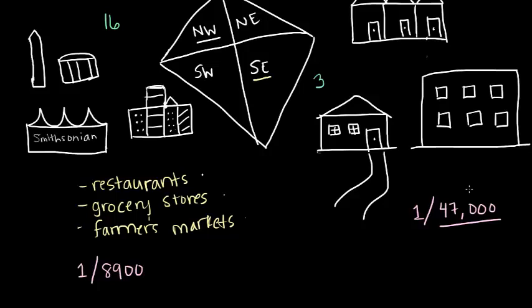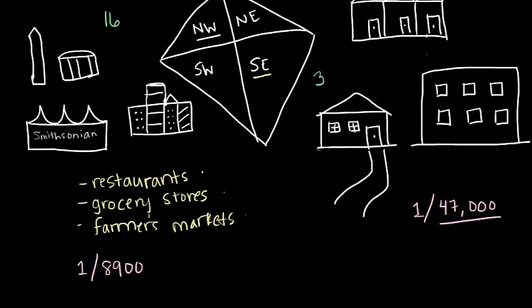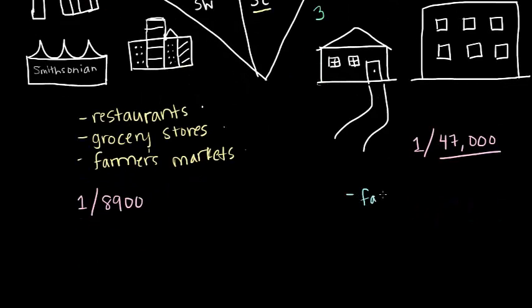Now you may be thinking to yourself, if there's only 1 grocery store per 47,000 people, where in the world are these people getting their food from? Well, they get it from fast food places, they get it from the corner store, from the bodega, and they get it from convenience stores like 7-Eleven.